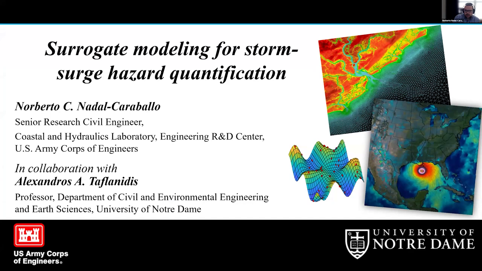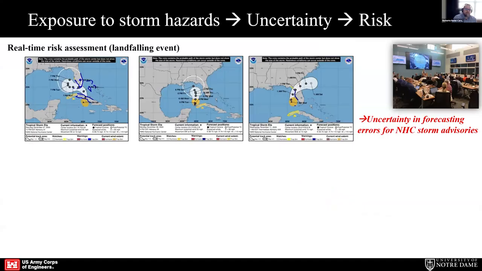Good morning or good afternoon, everyone. My name is Norberto Nadal Caraballo. I'm a senior research engineer at the U.S. Army Coastal and Hydraulics Laboratory. And the subject of our presentation is surrogate modeling or metamodeling for storm surge hazard quantification. As a note, all the work discussed in this presentation has been conducted in collaboration with Alex. It's been an ongoing collaboration for more than 10 or so years.